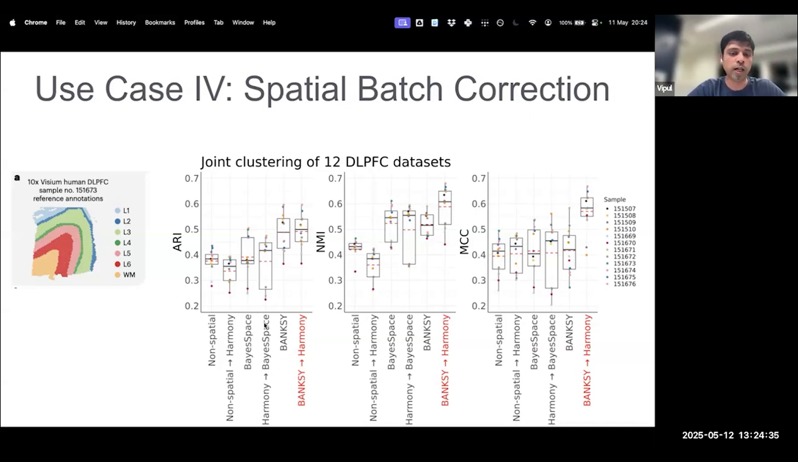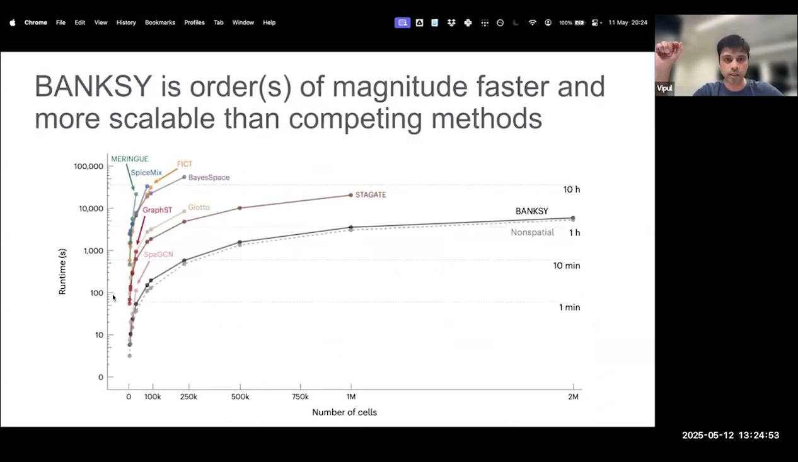This was inspired by a vignette that BaseSpace had, where they did Harmony on non-spatial data first, got the batch corrected versions of the non-spatial data, then ran BaseSpace on it, and found that it improved performance for them. So we just thought, hey, why not try this? Okay, and the other part is scalability.